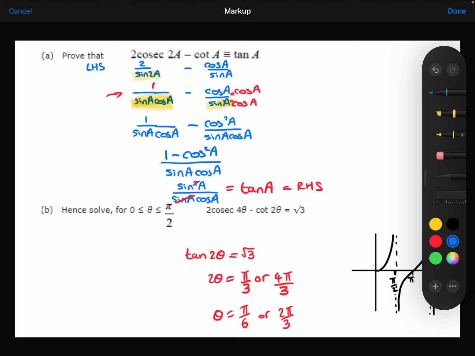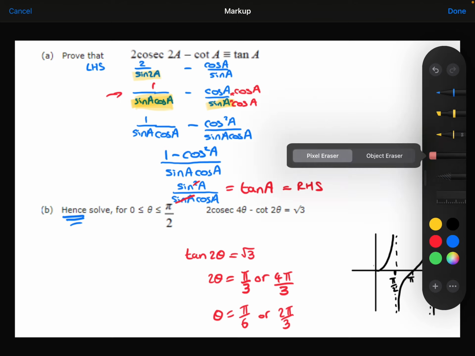Part B of this question said hence. Now that's a really important word, especially for this topic, because what that's doing is telling me to use what I've just done. So using what I've just done, I need to solve between 0 and pi over 2 the equation 2 cosec 4 theta minus cot 2 theta is equal to root 3.